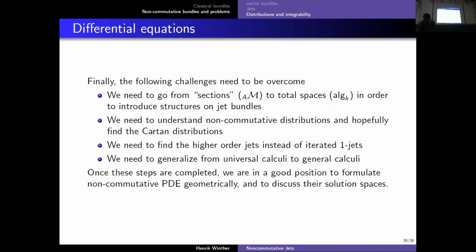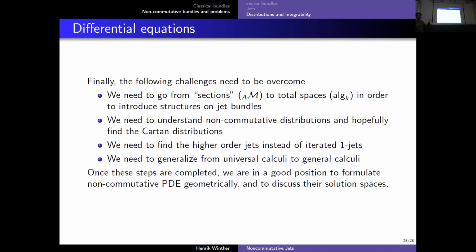Okay. And finally, here's a list of challenges composed mostly from my questions during this talk about which steps we would need to take to define properly geometric non-commutative partial differential equations. So first, we need to go from sections to total spaces in order to introduce geometric structures directly on the jet bundles. Karen said that there might be some hope for that, so that's good. We need to understand non-commutative distributions and hopefully find the Cartan distributions. Well, if we have the space where it lives, then at least that's partially solved because we only have to see how it's induced by the universal differential operators that we already have. And so on. So maybe that's also possible.